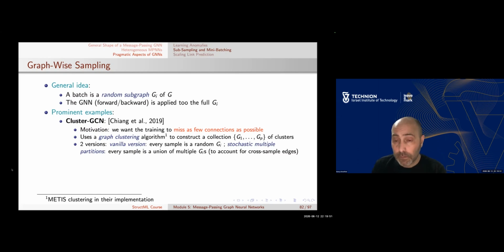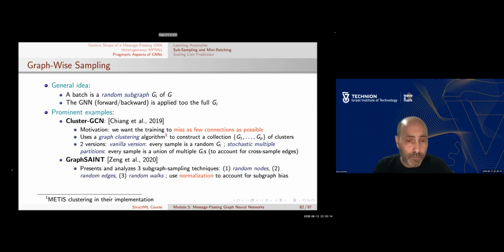And in the other, they're combining several together. So you say, okay, choose one, choose a second, choose a third, and the union of these plus the original connections between them are going to be our graphs, our mini batches.